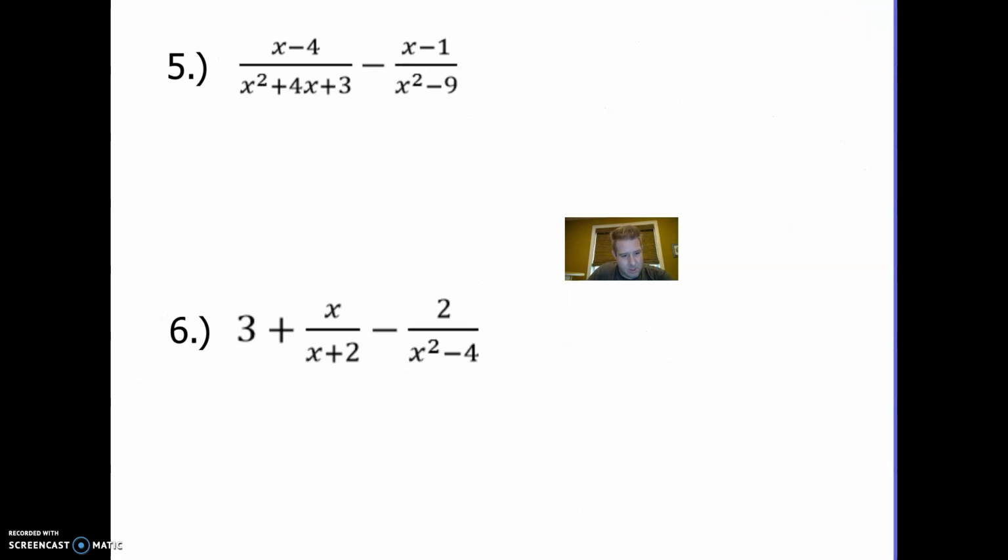Going to the last page here. I think I'm going to make it. Plenty of time. This can be factored into x plus 3 times x plus 1. This is x minus 3 times x plus 3, a difference of squares. You could simplify if they were the same, but these aren't the same, and neither of these. So it looks like we're going to have to continue as is.